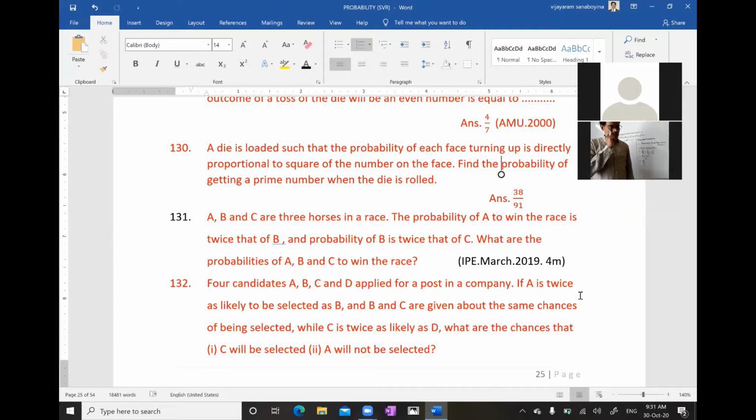Okay. Probability of A to win the race is twice that of B. What is given in sum 131? Given probability of A winning the race is 2 times the probability of B. That is the first sentence. Probability of A to win the race is twice that of B. Probability of B is twice that of C. Probability of B is 2 times the probability of C. Is that twice or thrice? Twice only. What are the probabilities of A, B, C to win the race?